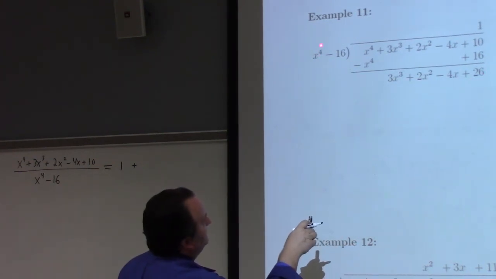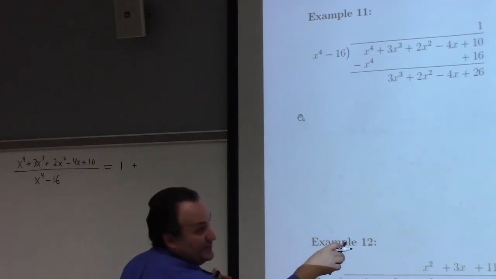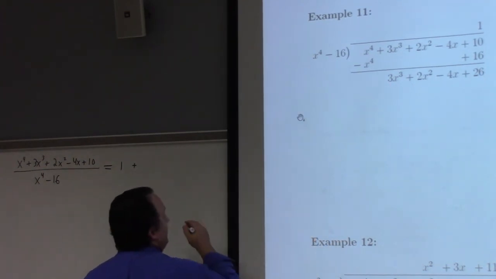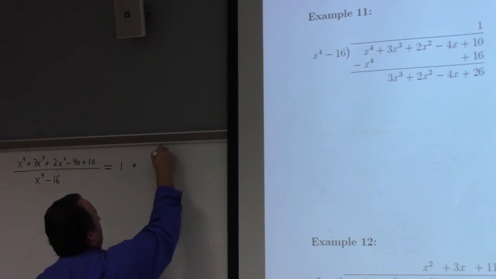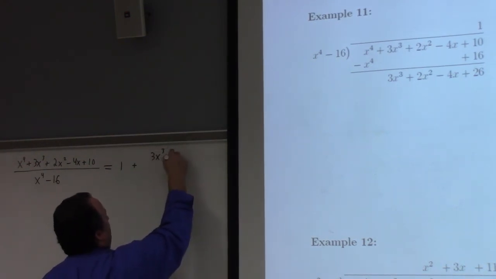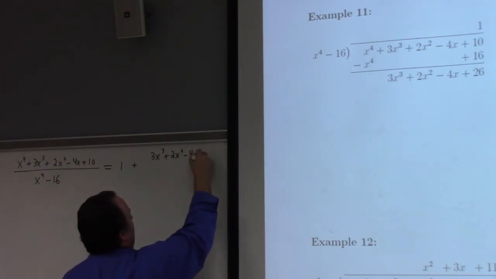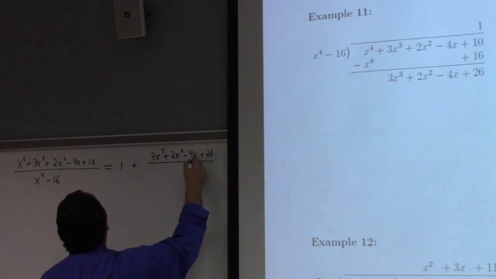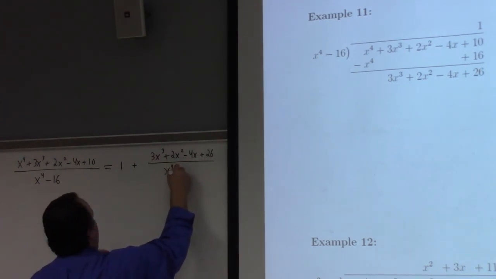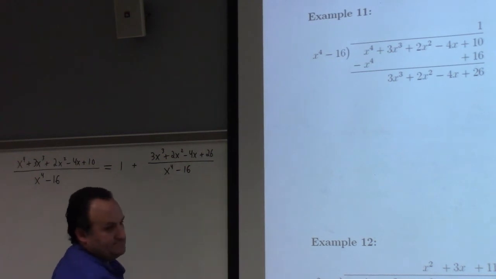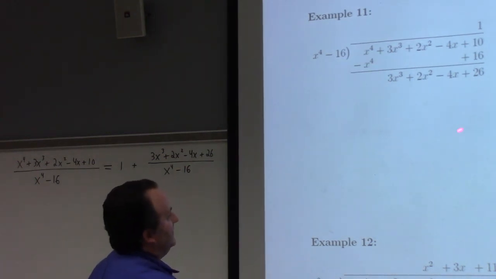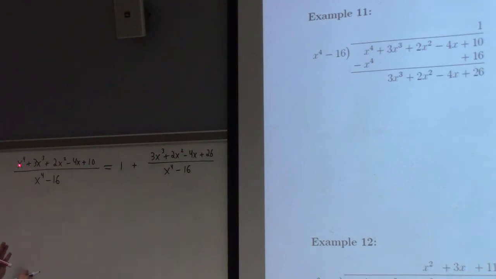So here we are dividing by x to the fourth. We got to x cubed down here. That means we're done. And so we've got plus 3x cubed plus 2x squared minus 4x plus 26, all divided by x to the power 4 minus 16. And that's what this calculation means. It means that if we divide this quartic by that quartic, it's equal to 1 plus this proper rational function. So there you go. That's the example 11 answer.